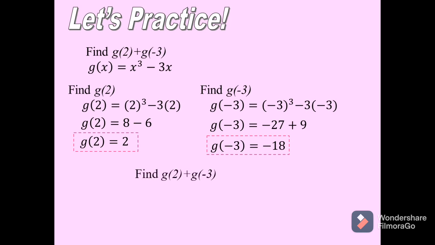So, we can now move on with g of 2 plus g of negative 3 by substituting what we get on g of 2 and g of negative 3. We have 2 minus 18. Minus 18 because we get g of negative 3 as negative 18, and that is equal to negative 16.